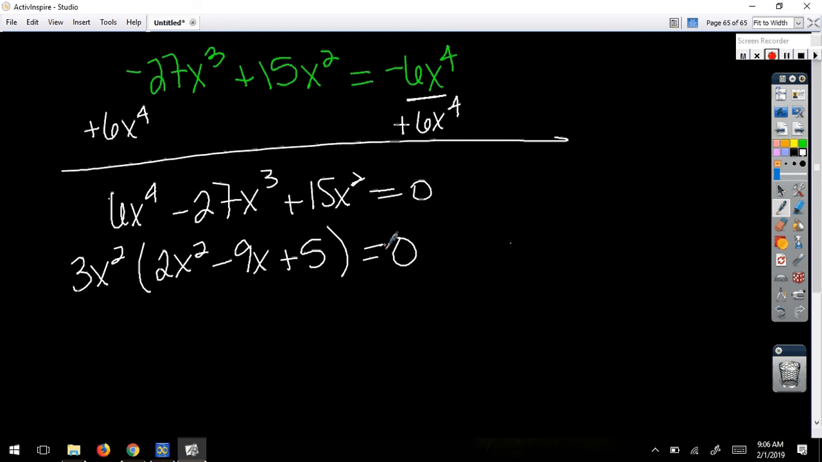Okay, so let's think this through. Once it's factored completely, we set each piece to 0, right? Do we have to subtract the 5 like we did for the last one? I want you to think. How is it factored completely?